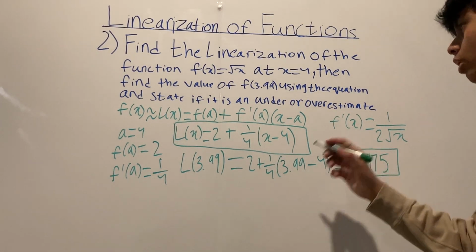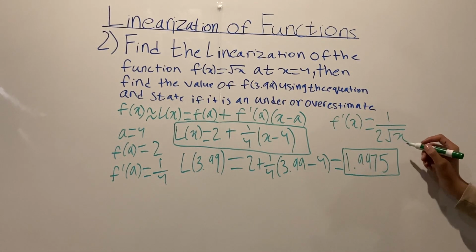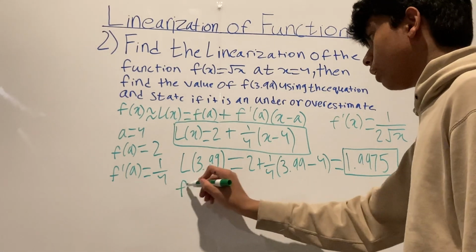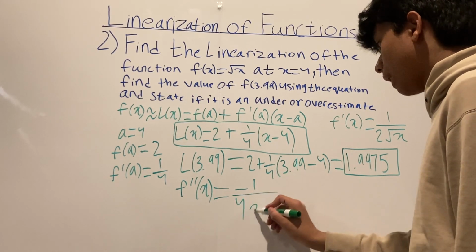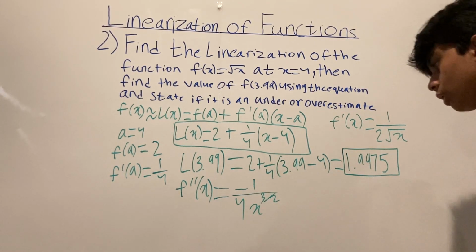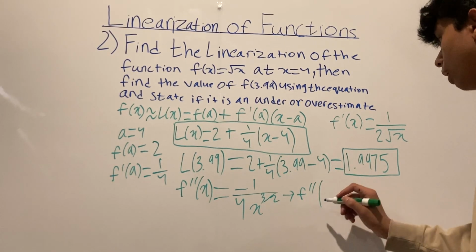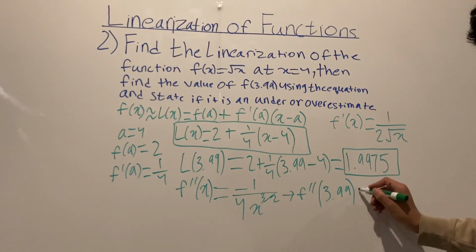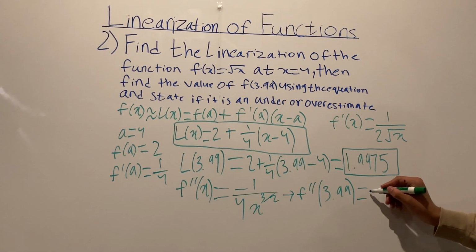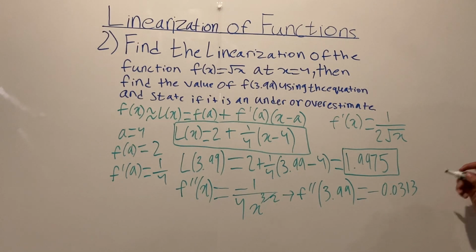To do this, we're going to go back to our original function and find the second derivative. So this is the first derivative, and we need to find the second derivative. So f double prime of x is going to equal negative 1 over 4x to the 3 over 2. Now, if we plug in f double prime of what we're trying to approximate, 3.99, and once again plug this into your calculator, you're just going to get negative 0.0313, something close to that.